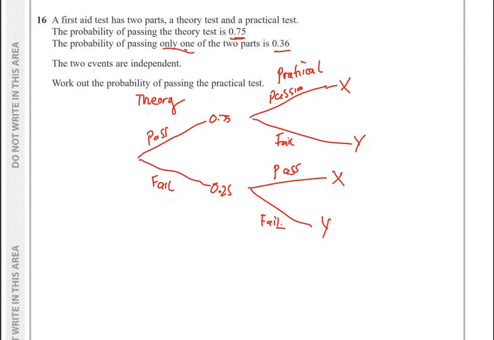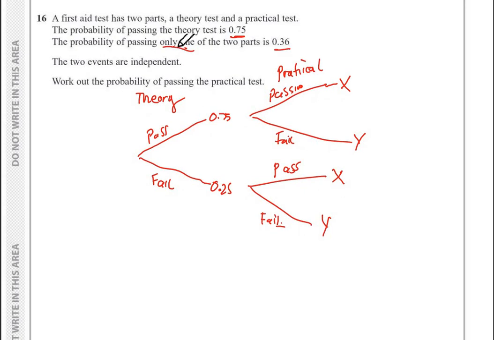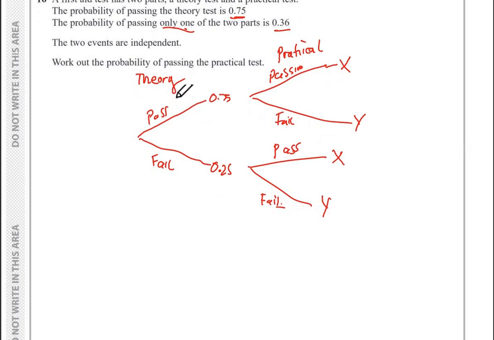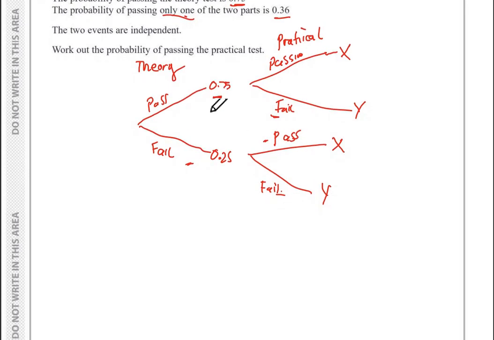Now we're told the probability of passing only one of the two parts. Alright, so either passing the theory and failing the practical, or failing the theory and passing the practical. Okay, so we could pass theory, and so we can do both. We can both pass the theory and we could fail the practical.